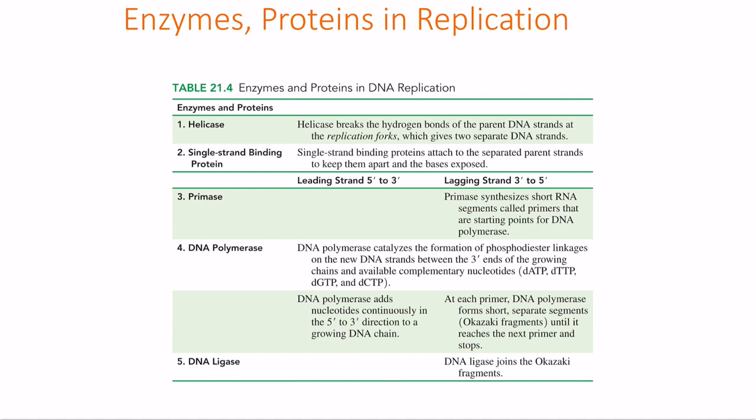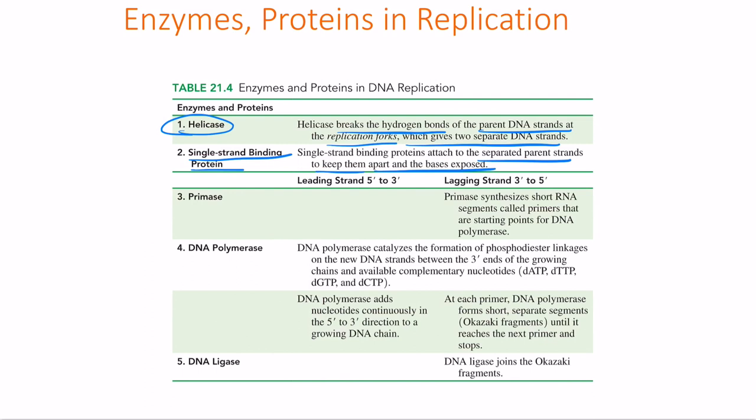So what are the enzymes involved? First is the helicase enzyme. It involves the breaking of the hydrogen bonds of the two parent DNA strands at the replication fork, which gives two separate DNA strands. Second is the single strand binding protein, which is the one that attaches to the separate parent strands to keep them apart and the bases exposed.